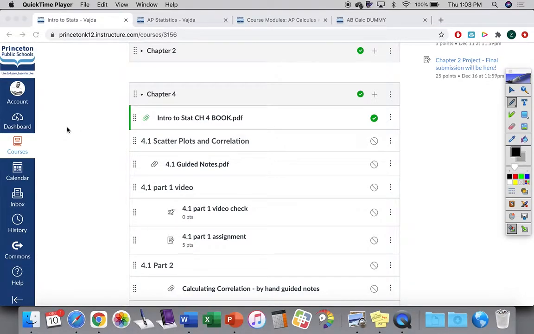Okay, as we begin today, I start with Canvas. We are in the new chapter 4. I want to just remind you that you should download, at least, print if you can, the 4.1 guided notes before watching the video and going through chapter 4, as they will help you with a lot of the pictures and a lot of the fill-ins.